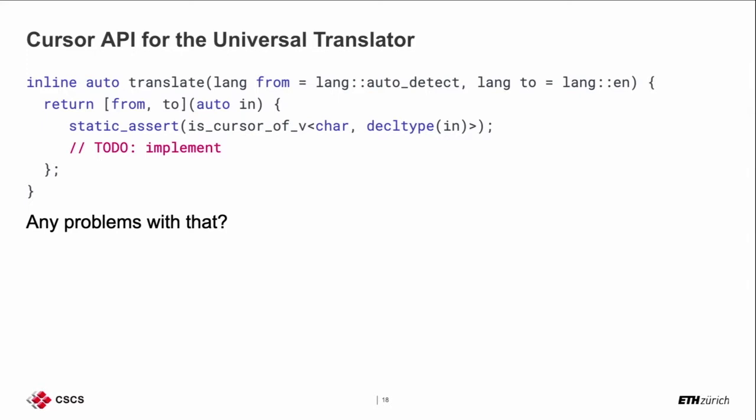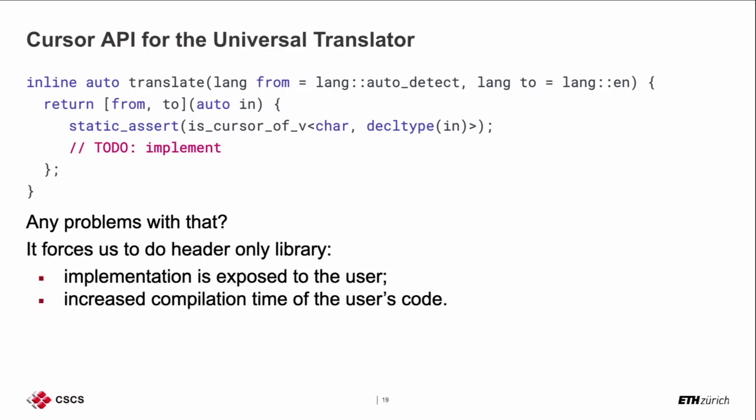So let's assume that the implementation is very complex. We have to do machine learning, we want to fetch data, and we just want to compete with Google Translate. Yes, so it's complex, it's big. Okay, so the problem here is that this interface forces us to have all our implementation in the header because of the return value.